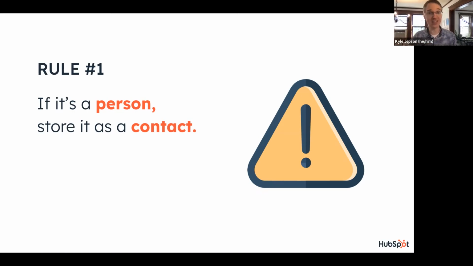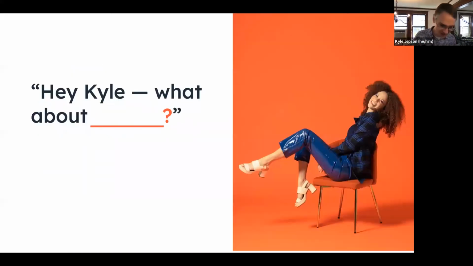Custom objects can do a lot of things. You can enroll them in workflows. You can filter and sort them, but contacts have a lot of special sauce baked into them, and you don't want to give that up for the sake of organization. So again, here's our sassy HubSpot user saying, Kyle, what about, and it's always, I feel like, education related stuff, what about students versus parents, or students versus alumni versus donors?